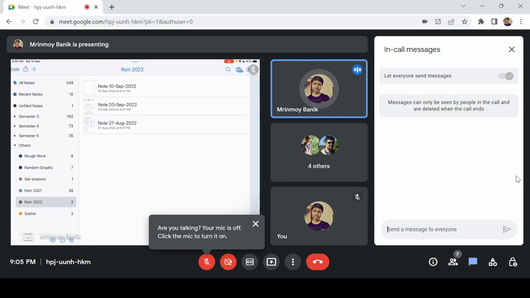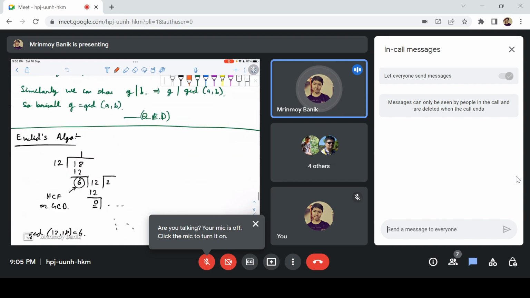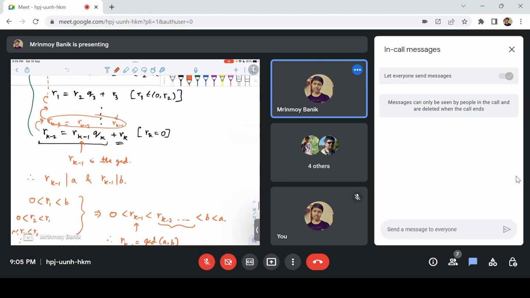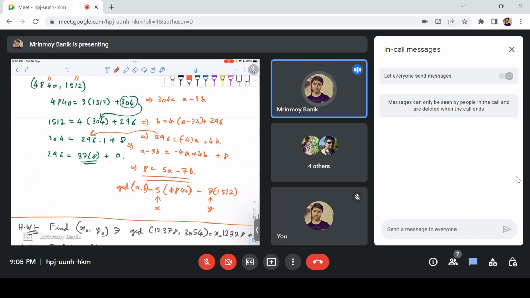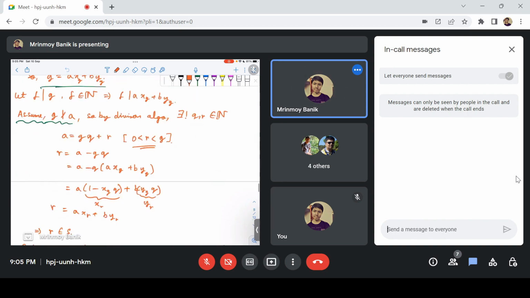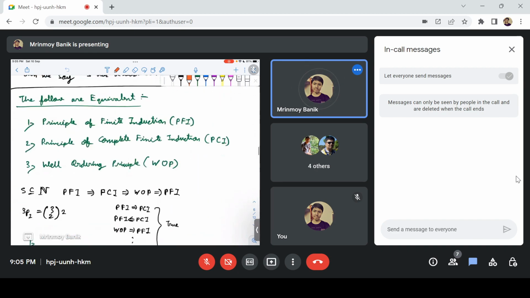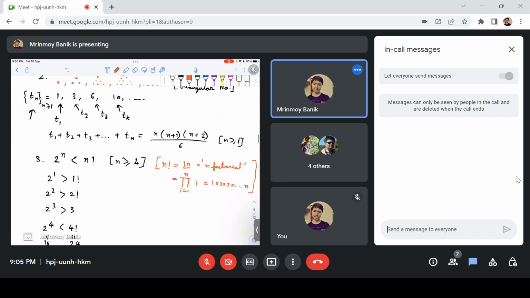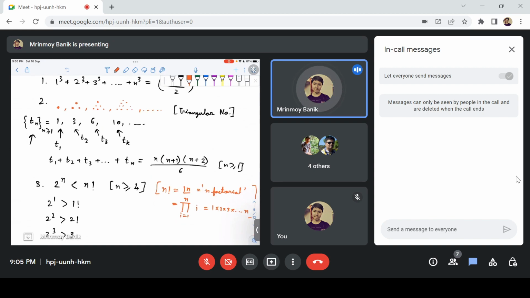So in the previous class we were discussing induction and the well ordering principle, and we also talked about Euclid's algorithm, which we can utilize to generate the coefficients for Bezout's theorem. And I gave you a few exercises too, as far as I remember. Yeah, so these were the three exercises. I hope no one had difficulty solving them, right?